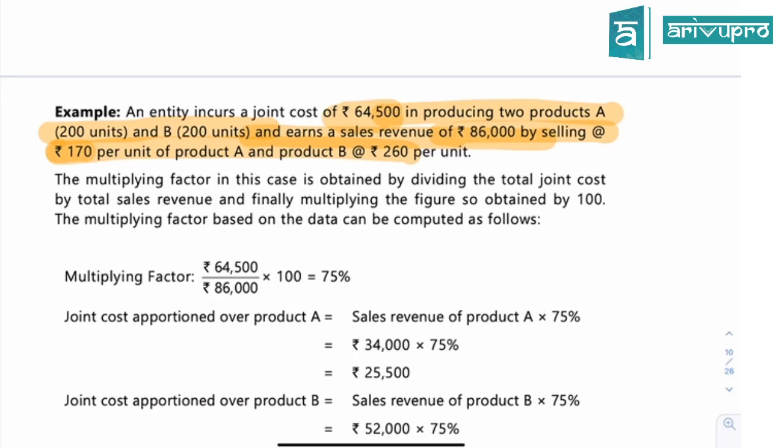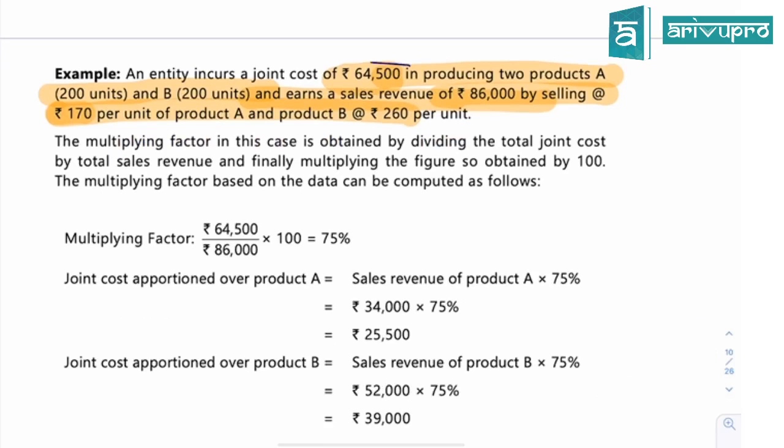If you look into it, my joint cost till now is 64,500.